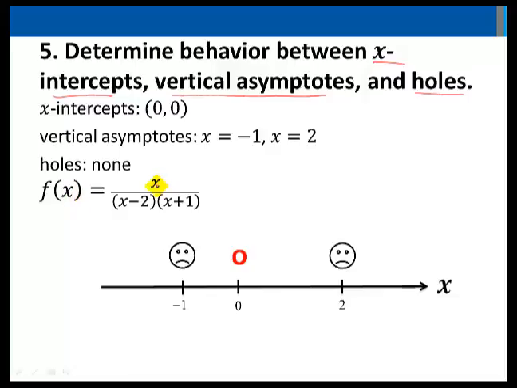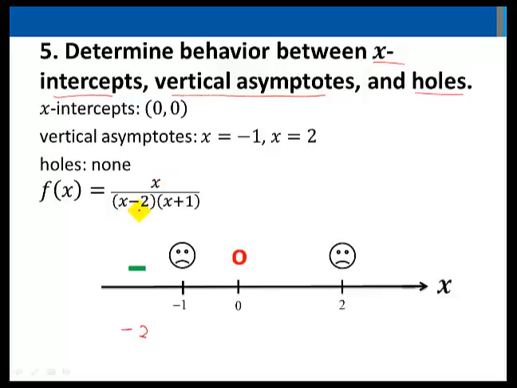And next, f of x equals x over x minus 2 times x plus 1. I want to use that to determine what's going on with the behavior of my graph between the x-intercepts and vertical asymptotes. In the region to the left of x equals negative 1, I'll pick a test value, maybe of negative 2 here. If I plug negative 2 into my function f of x, I'll have negative over a negative times a negative. So my values in the region to the left of x equals negative 1 will all be negative.